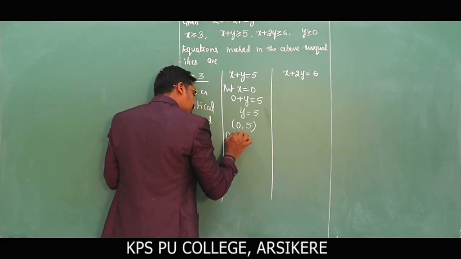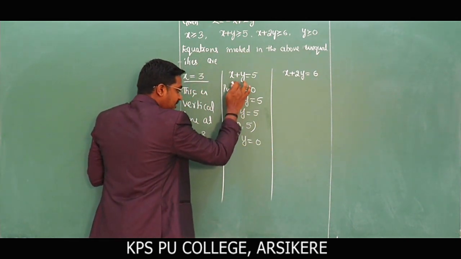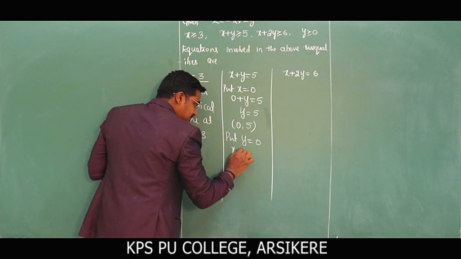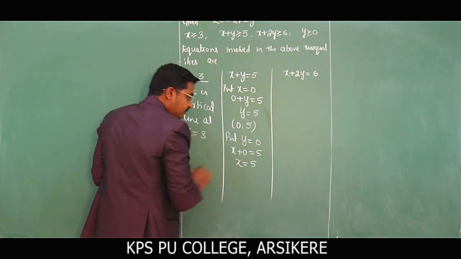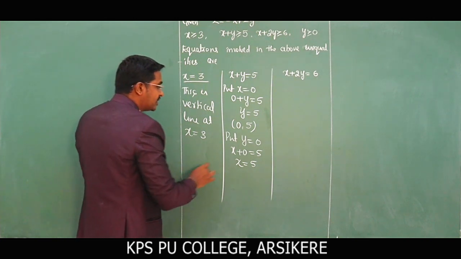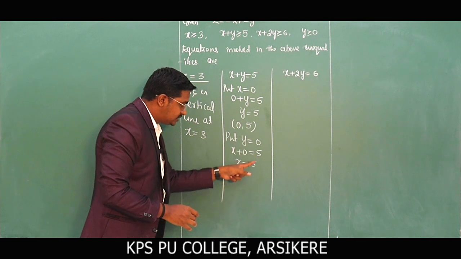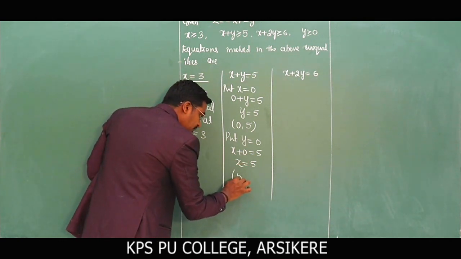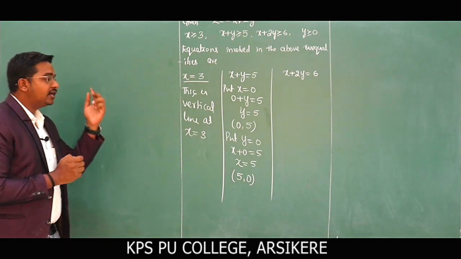Similarly, put y is equal to 0. When I substitute y is equal to 0 in this equation, that is x plus 0 is equal to 5, then x becomes 5. Therefore the corresponding point on the x axis, where y is equal to 0 and x is equal to 5, becomes 5, 0. Is it clear? Okay.